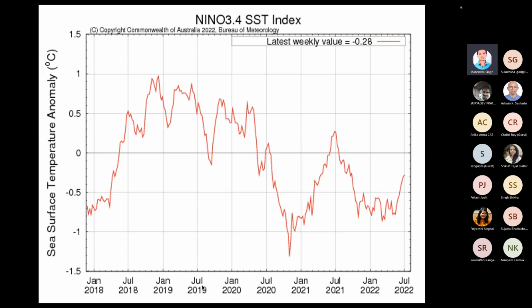We look at the data from Bureau of Meteorology in Australia. The latest value is -0.3, but you must be careful. This weekly average sometimes misleads you. Okay? These are fluctuations which are normal in that region. So it's better to look at monthly or even a 3-month average. Don't get excited by weekly fluctuations.